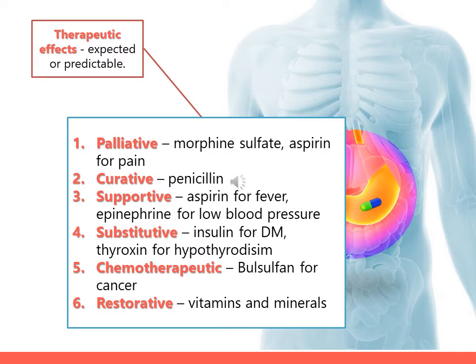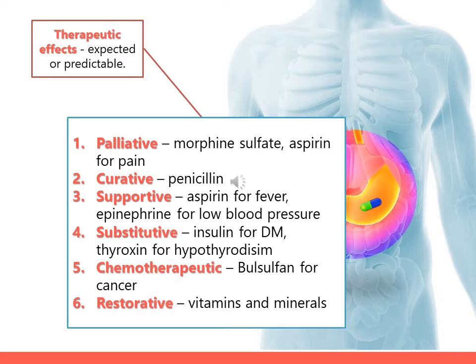Another example of therapeutic effects is supportive. Support, from the word itself, support. I'll give you an example. Aspirin for fever. Okay? It reduces body temperature. We also have epinephrine for low blood pressure. Okay? And you give epinephrine in order to increase the blood pressure of your patient. It has supportive effects to your body.